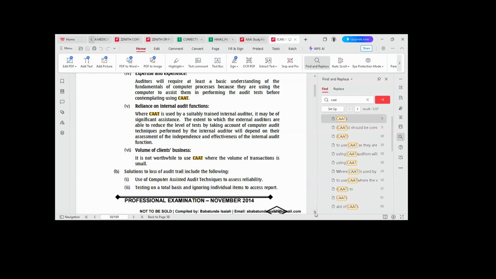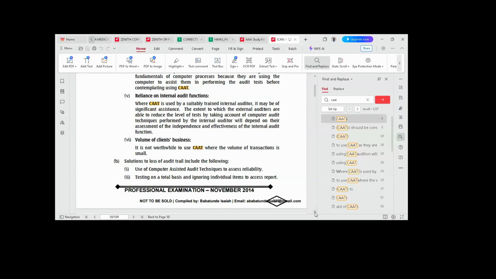The next one, another consideration, volume of client business. It is not worthwhile to use CAT when the volume of client business is small. I talked about large data that time. You can process large data. So you can see it's the same thing. We look at the way they frame the question. You understand what I'm saying? The second part, what are the solutions to loss of audit trail? These are the solutions. One, use of computer-assisted audit techniques to assess reliability.